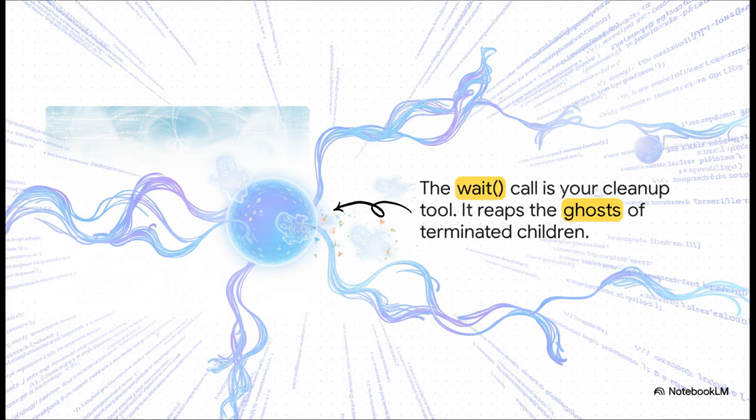So, to avoid leaving a trail of these zombie processes, a well-behaved parent uses the wait system call. Wait basically tells the OS, hey, just pause me right here until one of my kids finishes. When a child terminates, wait wakes up, collects its status, cleans up that zombie entry, and lets the parent get back to work. This is the key to clean, stealthy operations.